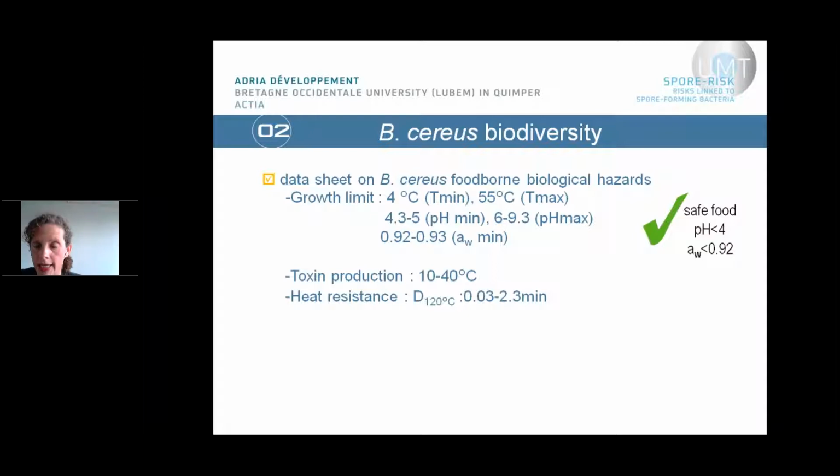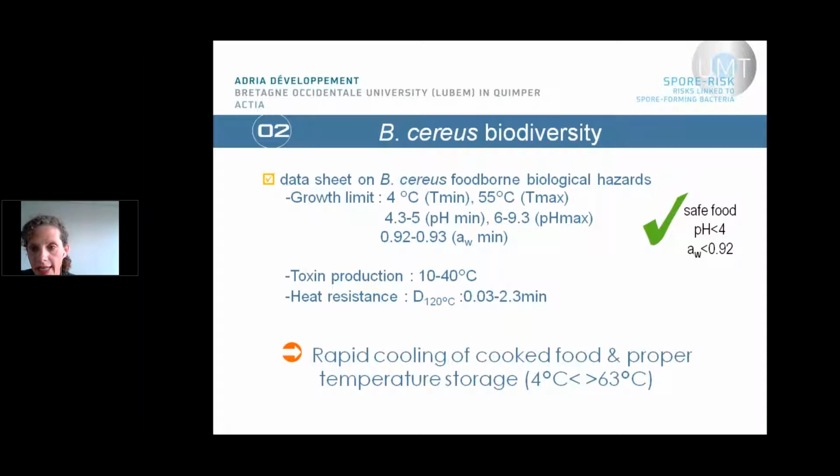You also have information on toxin production, heat resistance, and guidelines regarding the handling and storage condition of cooked food. So regarding Bacillus cereus food poisoning issues, it is really important to have a rapid cooling of cooked food and to have proper temperature storage, which is below 4 degrees or higher than 63 degrees, in order to avoid growth of this contaminant in the food.